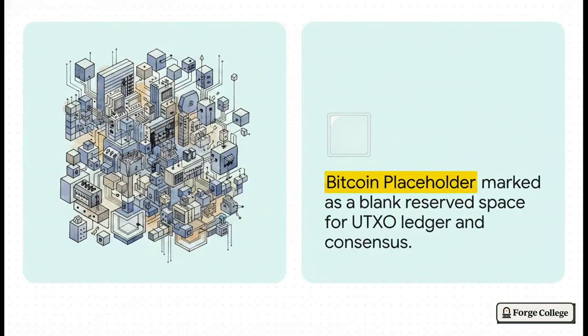Think about how this builds our contrast right from the very beginning of the drafting phase. On one hand, you've got this highly detailed, densely populated Ethereum layout, and it sits directly opposite a stark, blank reserve space labeled for the UTXO ledger. That sheer difference in visual weight tells a massive architectural story before we've even drawn a single Bitcoin component. It perfectly sets the stage.